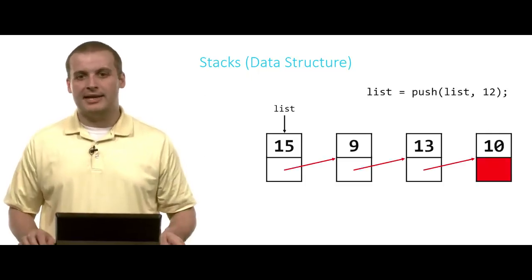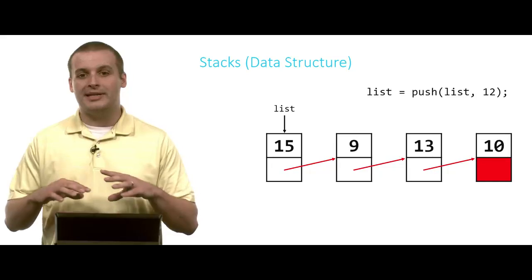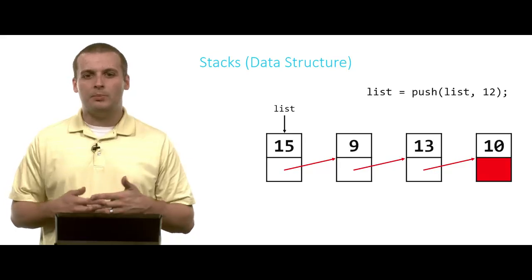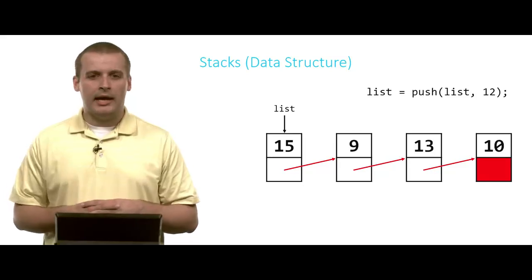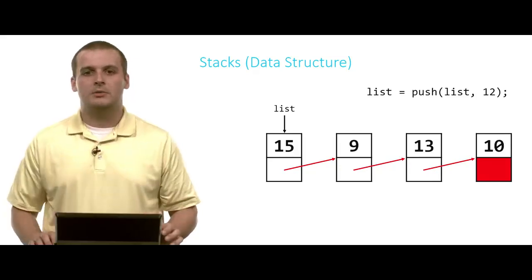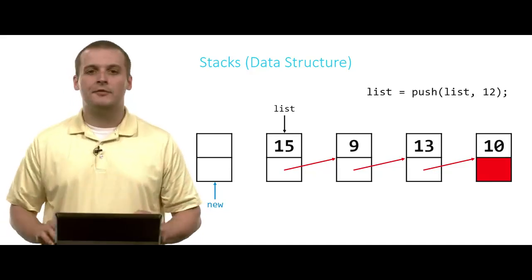And let's take a look at it as a diagram. So here's our linked list. It currently contains 4 elements. And more appropriately, here's our stack containing 4 elements. And let's say we now want to push a new item onto this stack, whose data value is 12. Well, what are we going to do? First we're going to malloc space, dynamically allocate space for a new node.